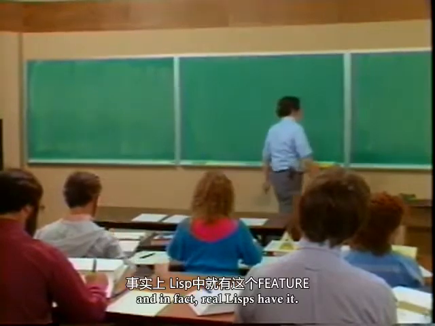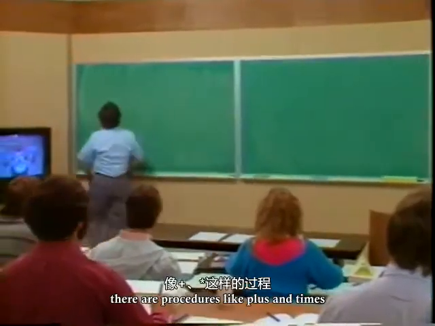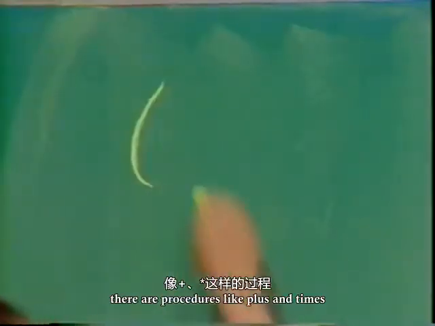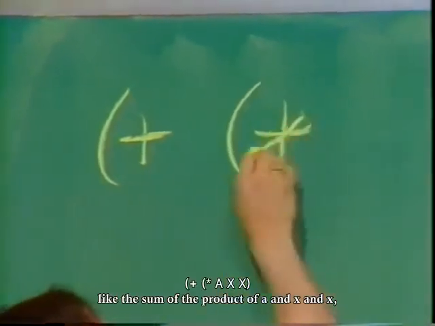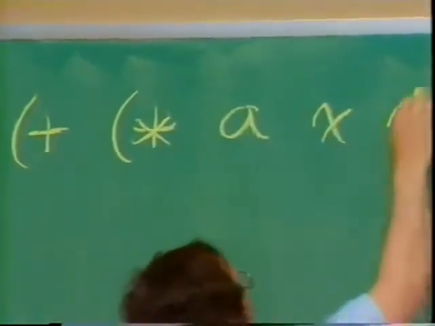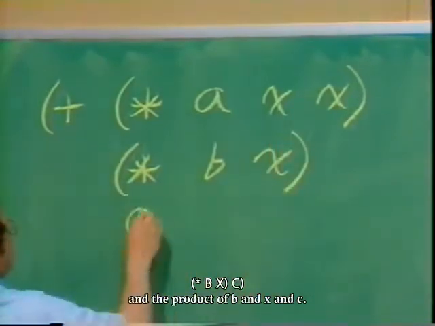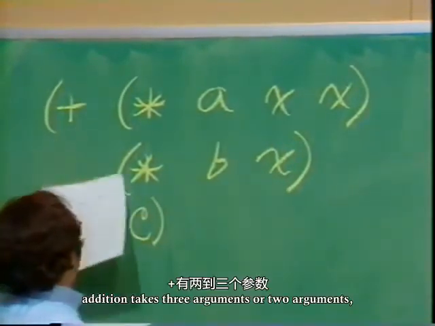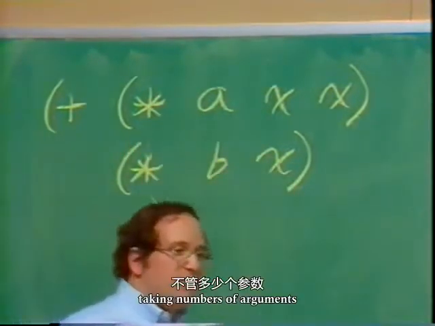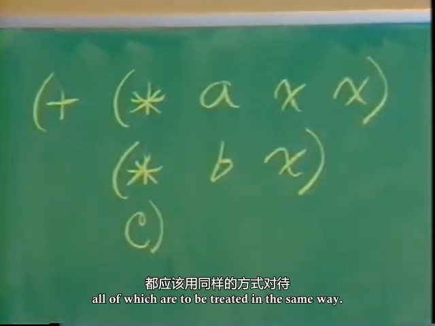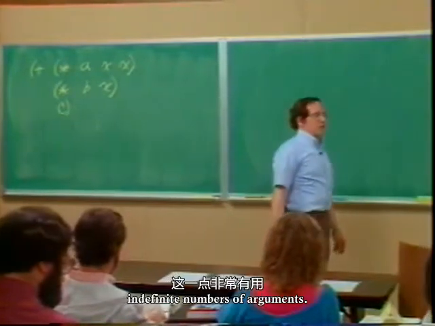This actually is a good one, and in fact real Lisps have it. As you've seen, there are procedures like plus and times that take any number of arguments. So we can write things like the sum of the product of A and X and the product of B and X and C. As you can see here, addition takes 3 arguments or 2 arguments. Multiplication takes 2 arguments or 3 arguments, taking numbers of arguments, all of which are to be treated in the same way. And this is a valuable thing, indefinite numbers of arguments.